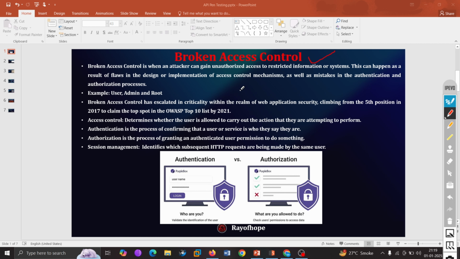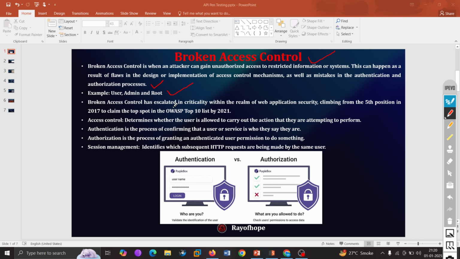This can happen as a result of flaws in the design or implementation of access control mechanisms, as well as mistakes in the authentication and authorization process. Okay, so we just talked about the authentication and authorization process. What are those? We will be covering that. But you know what? Broken access control is often performed on 3 levels. The first one is user level, then you have admin level, and then you have root level, which has the most privilege, or you can say all the privileges, right?